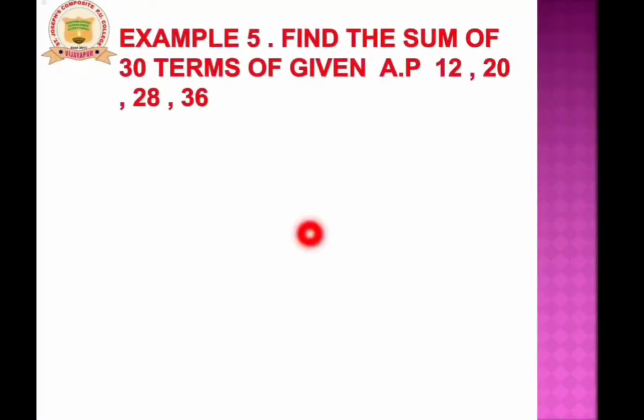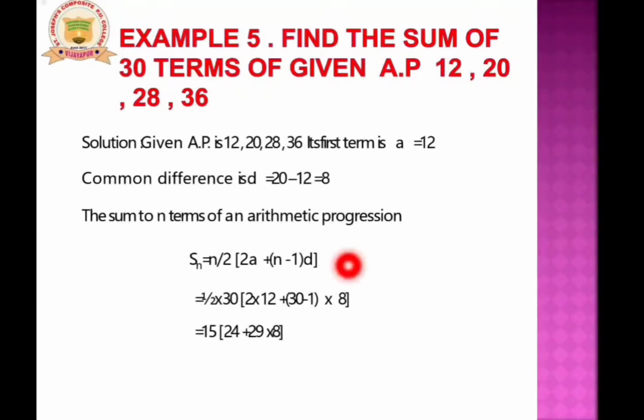Next example, that is the fifth example. Find the sum of 30 terms of the given AP: 12, 20, 28, 36. The first term is 12, that is a is equal to 12, and the common difference is 20 minus 12, 28 minus 20, 36 minus 28, which gives us 8. So here the common difference d is 8.